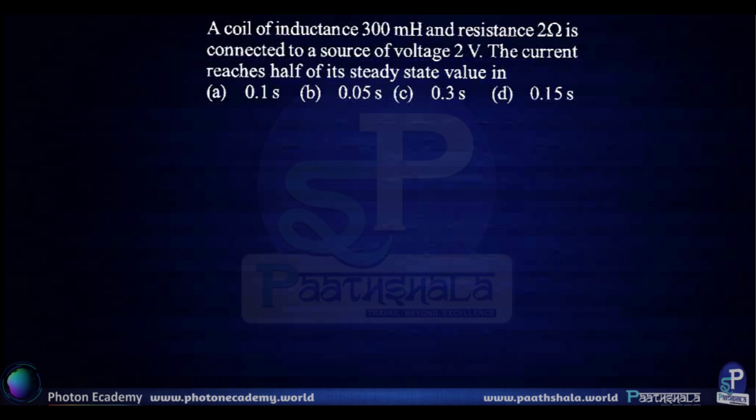A coil of inductance 300 millihenry and resistance 2 ohms is connected to a source of voltage 2 volts. The current reaches half of its steady state value in how much time?